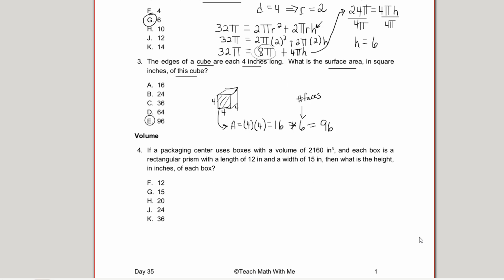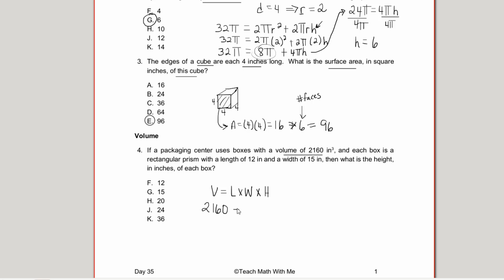Now let's work a couple of volume questions. Number 4 says, if a packaging center uses boxes with a volume of 2,160 cubic inches, and each box is a rectangular prism with a length of 12 inches and a width of 15 inches, then what is the height in inches of each box? So when we're looking at a rectangular prism, volume is going to be length times width times height. We are given the volume here, 2160.